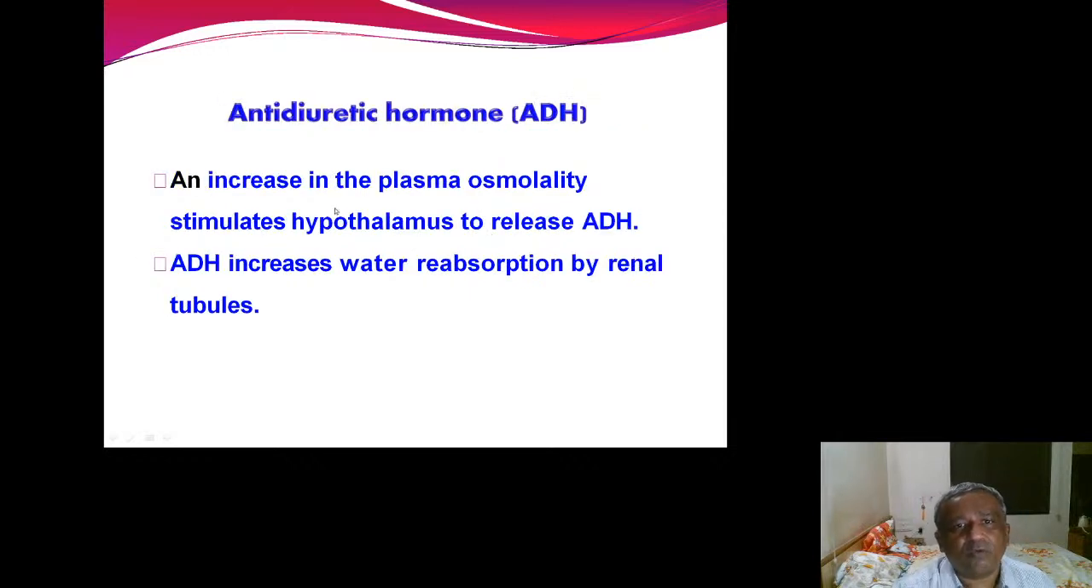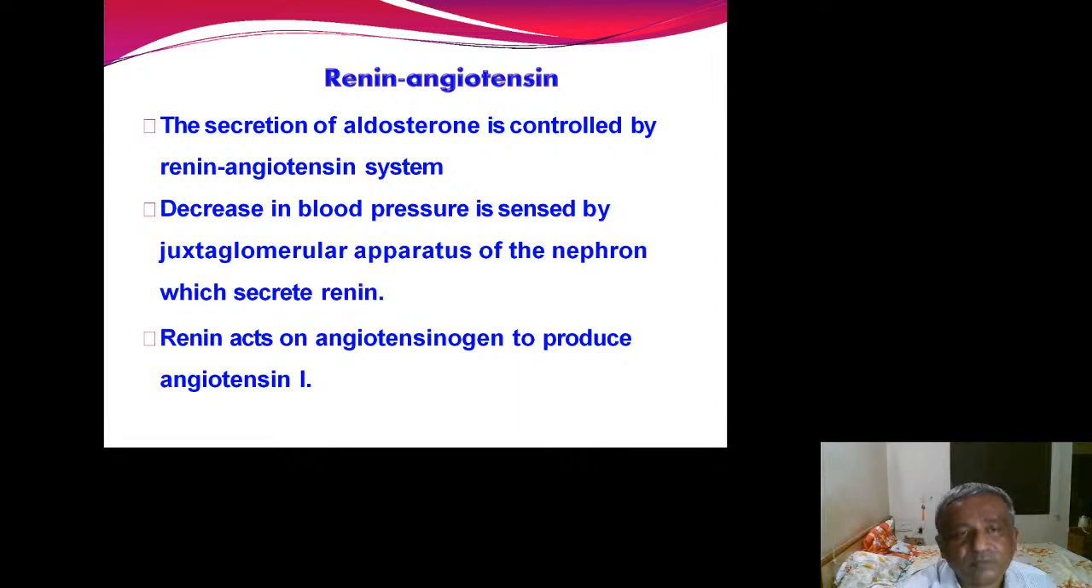The antidiuretic hormone: it reduces the diuresis. Whenever there is an increase in the plasma osmolality, the hypothalamus is stimulated to secrete the ADH hormone. ADH will do antidiuresis. There will be less water in the urine, more water in the plasma, so the plasma osmolality will fall. ADH increases the water reabsorption by the renal tubules, and that will reduce the plasma osmolality.